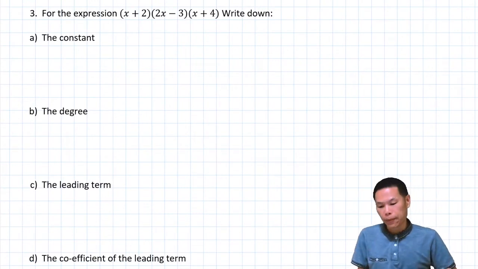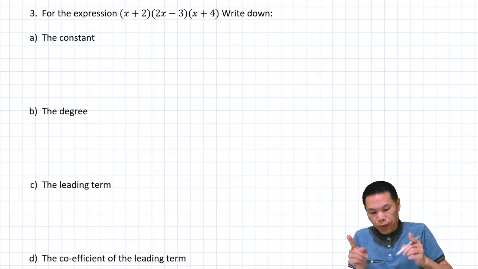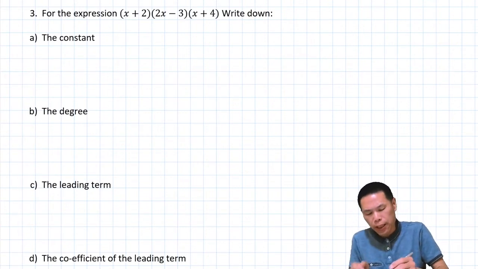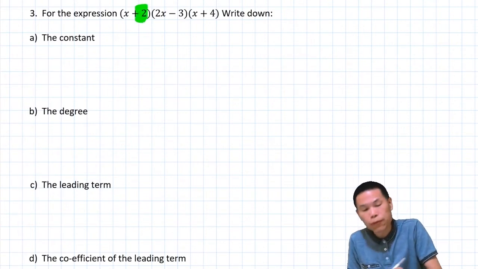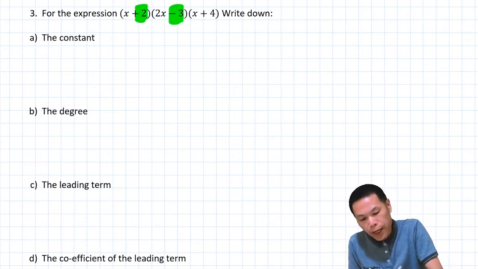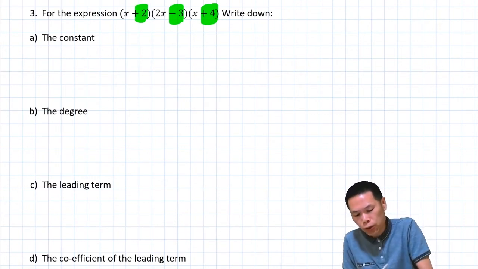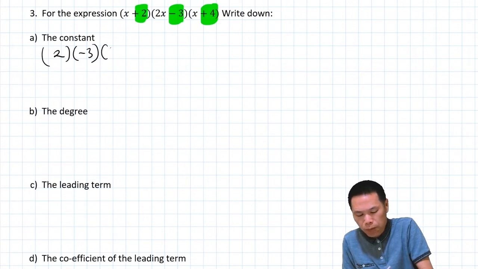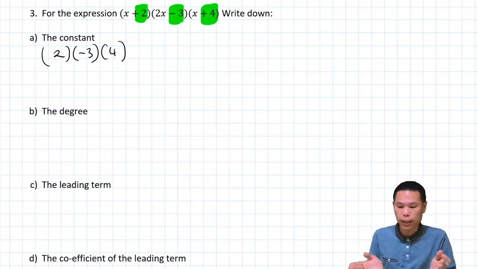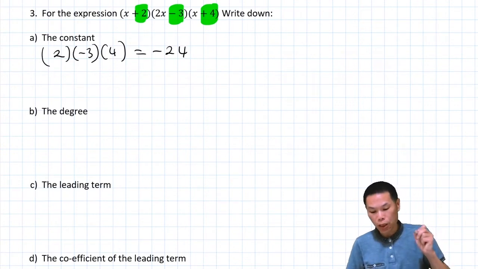Hi, I'm back. Let's go through it. So, first of all, to do this, now we find the constant, right? In this bracket here, the constant is 2. And the constant of this is -3. And this constant is 4. So to find the constant, all we need to do is 2 times -3 times 4. That's all it is. So the answer is -24. There you go. That's a constant.